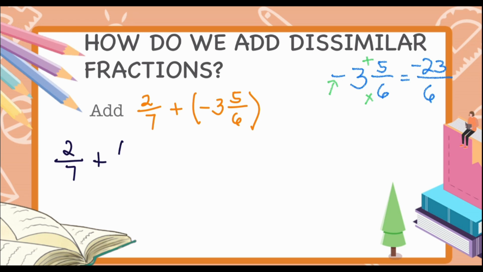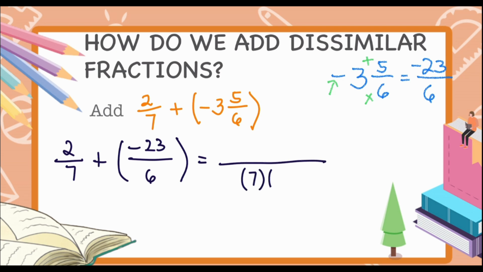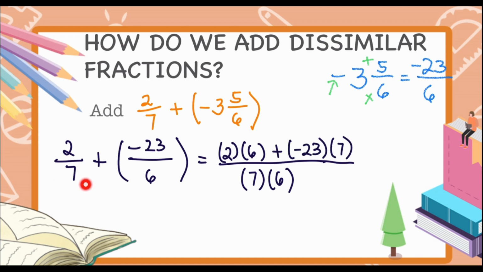So, write the problem: 2 over 7 plus negative 23 over 6. That is what we will solve now. First thing again, let us go to the denominators. Multiply the denominators. So, 7 times 6. Next, we have to multiply the numerator of the first fraction to the denominator of the second fraction. So, we will have 2 times 6 plus, okay, the numerator of the second fraction times the denominator of the first fraction. You have to multiply them.